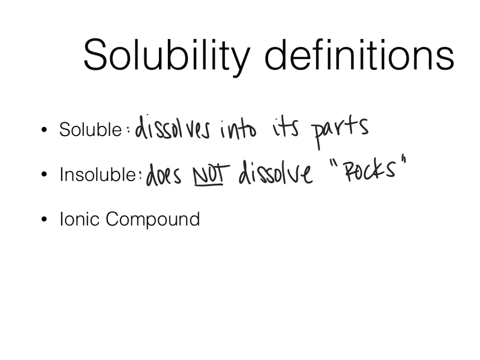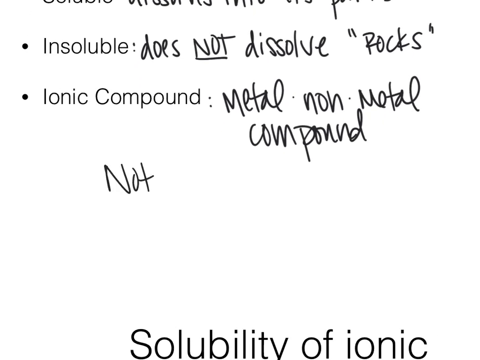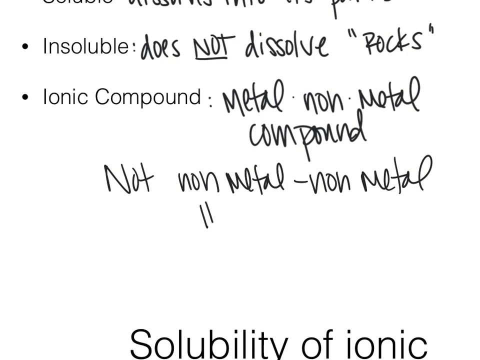That's kind of like when you add sugar into sweet tea. We know it dissolves, kind of, but not always. And so an ionic compound, like we mentioned, is a metal nonmetal compound. These are not nonmetal, nonmetal. That would be things like H2O or methane or sucrose, C12H22O11, or glucose, C6H12O6.